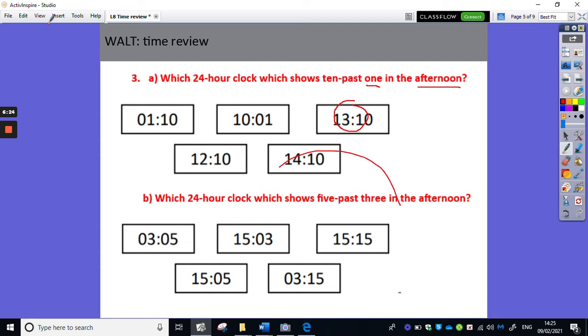Okay, the next one. Which 24-hour clock shows 5 past 3 in the afternoon? So remember, it's our 24-hour clock again, so think really carefully what 3 was in our 24-hour clock. So pause the video if you haven't had a go already, and then come back when you're ready to mark it.